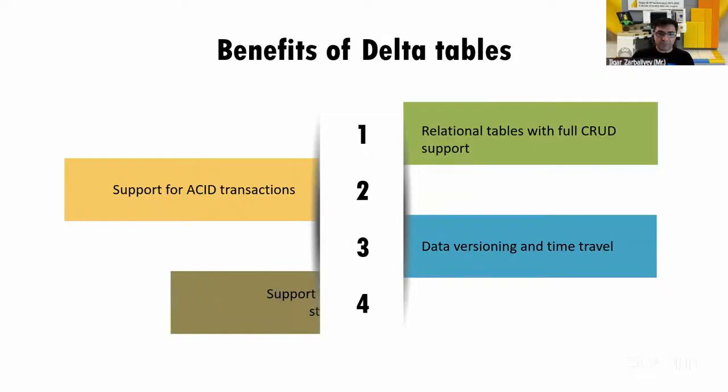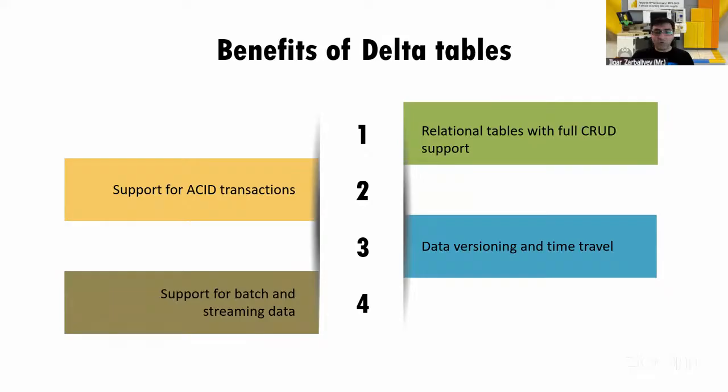And fourth, support for batch and streaming data. Most relational databases store static data. Spark, by contrast, has native support for streaming through the Structured Streaming API. And Delta Lake tables can act as both sinks and sources for streaming data. We'll spend the last section of this session on exactly that.